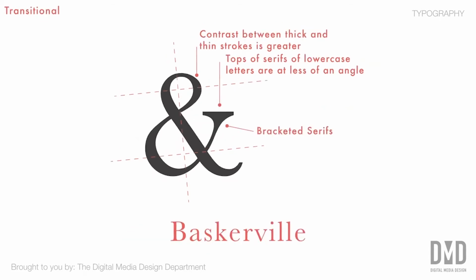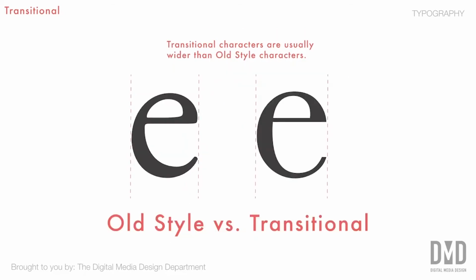Next, we have transitional typefaces like Baskerville. They have an angle that is less steep, meaning they are approaching vertical but not quite. There is also more contrast between thick and thin strokes of the letter forms. You also see that the tops of the serifs are at a smaller angle, or at times they can be a perfect 90-degree angle. Here we're going to compare old style versus transitional. You'll see the transitional typeface has a wider character and is rounder in comparison to the old style.